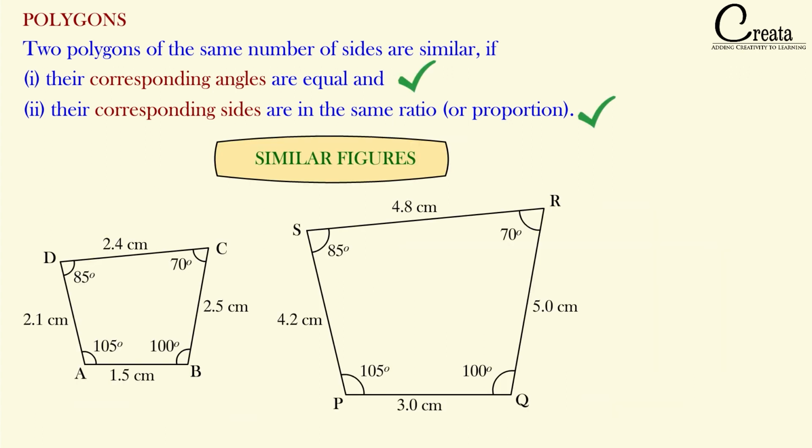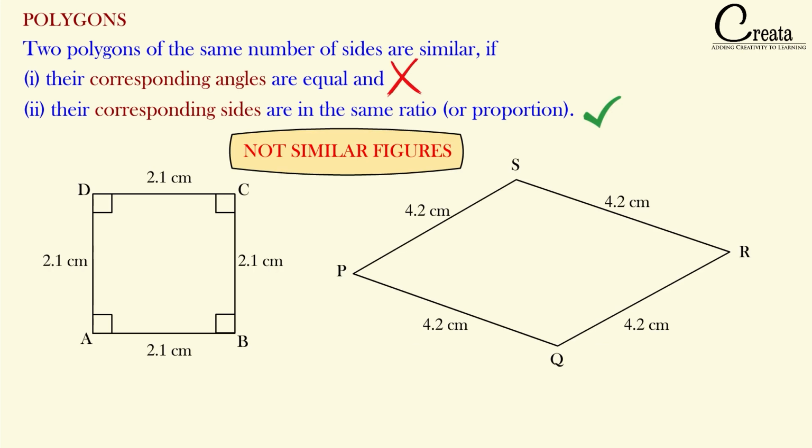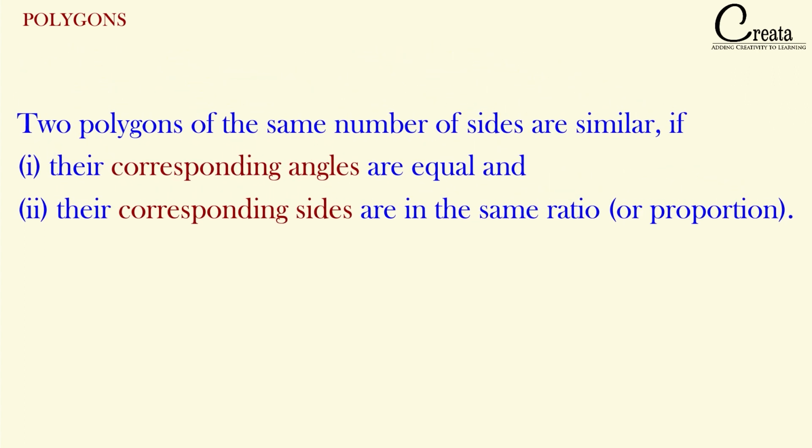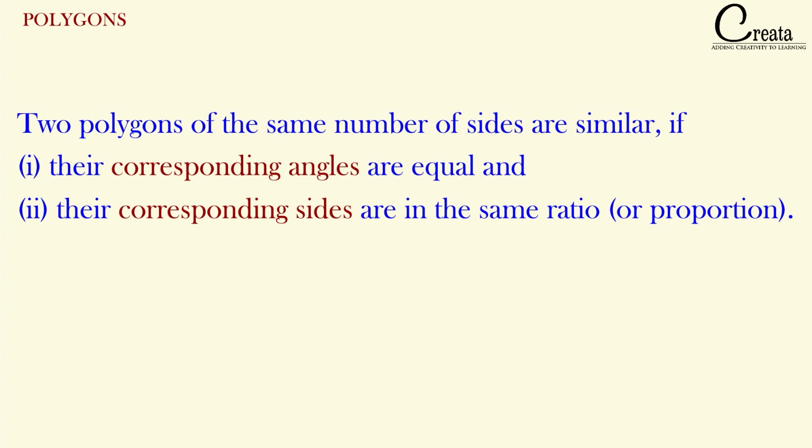In the first example, we have seen both the criteria are matching, so both the figures are similar. In the second example, only the first criteria is matching, the second is not, so that is not a similar figure. In the third example, only the second criteria is matching, the first criteria is not matching. So these figures are also not similar. So the final conclusion is that only if both the conditions are satisfied can we say our figures are similar. If only one condition is matching and the second is not, then our figures are not similar. So that's the conclusion.